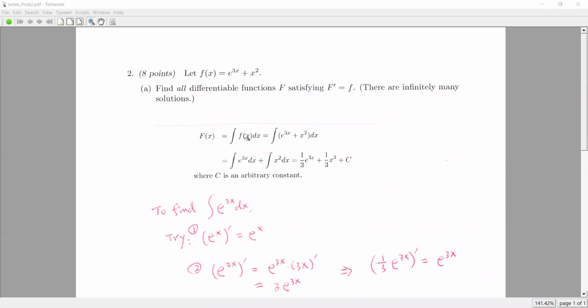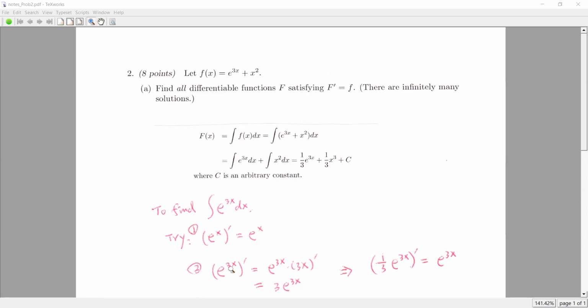Now, I compute this integral. Plug in this function in function f, then I have this equation. Apply the summation rule, then I have this equation. To find an antiderivative of this function, e to 3x, I make some tries here. In the first try, I try the function e to x. Derivative of e to x is e to x. In the second try, I try the function e to 3x.